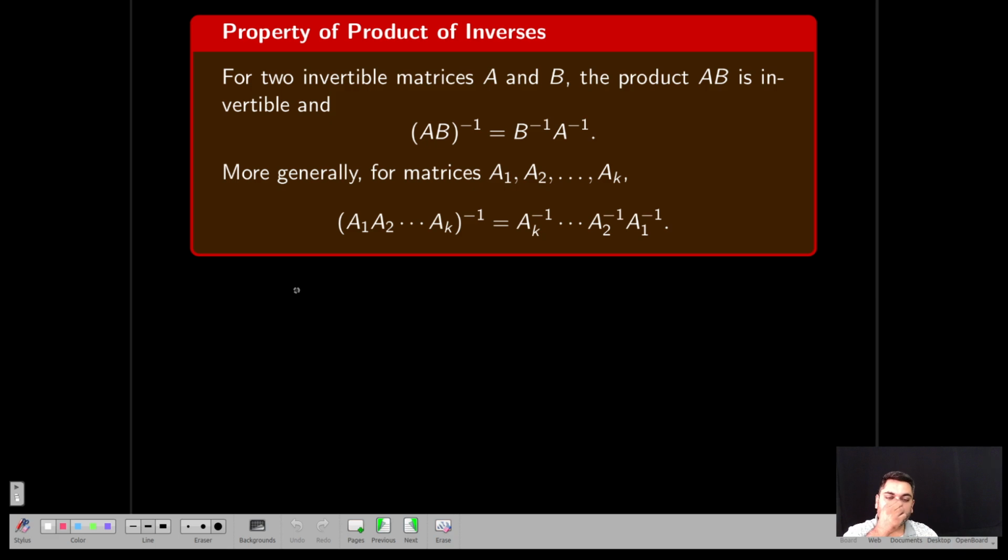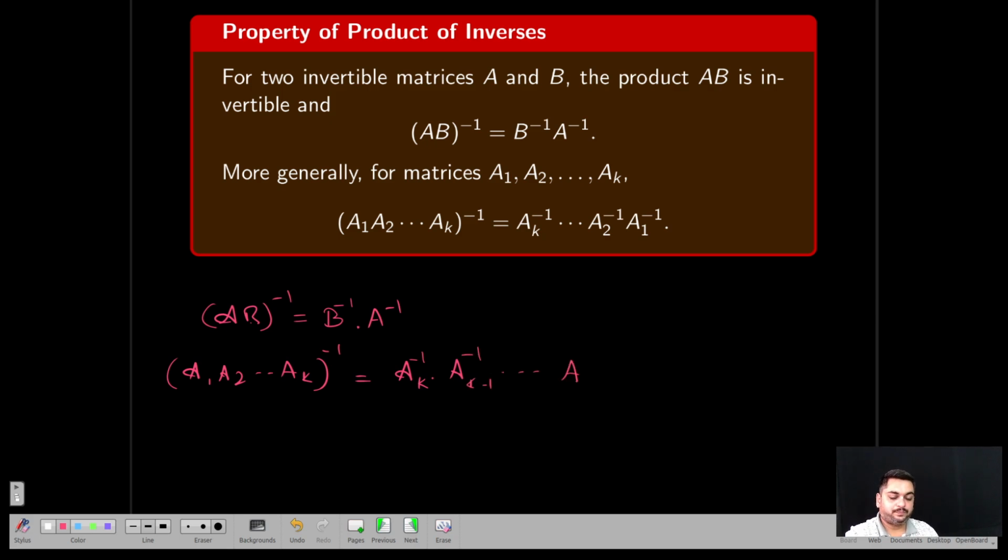Then the property of product of inverses. Let us say I want to find the inverse of AB, the product of two matrices AB and the inverse of the resultant matrix. This will always be equal to B inverse comes first into A inverse. If I have K matrices, A1, A2, up to AK, the product of all these, then if I take the inverse, it will be in the reverse order, that is AK inverse first, then into AK minus 1 inverse, and so on up to A1 inverse. So this is the property of the product of inverses.